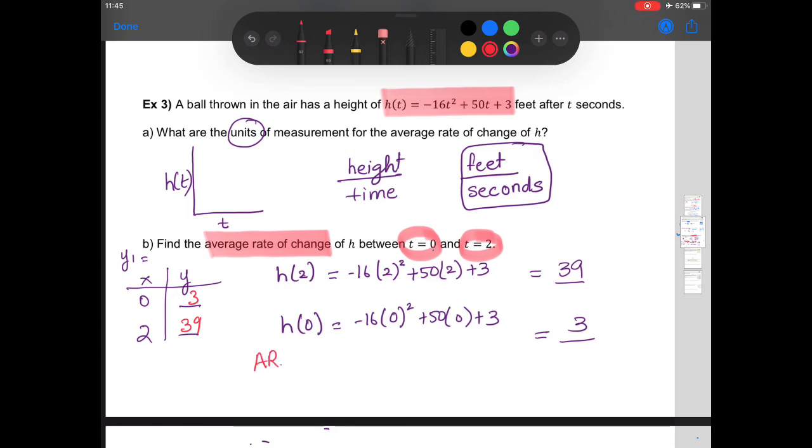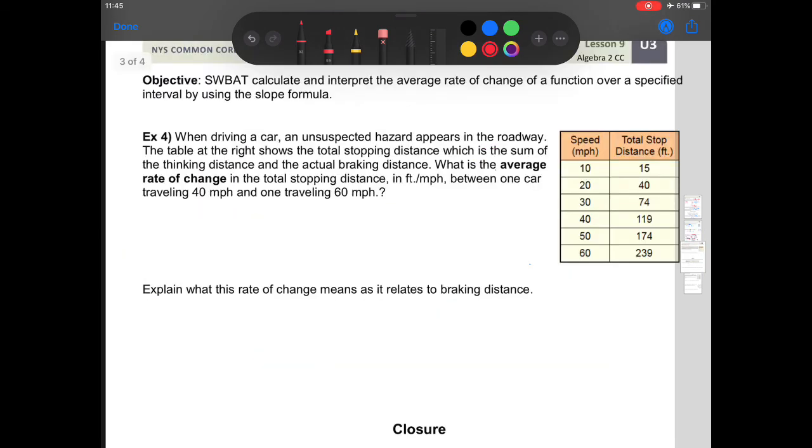So now you're going to find your average rate of change, which is y2 minus y1. It does not matter. So I can do 39 minus 3 over, since I did 39 minus 3, I'm going to do 2 minus 0. Okay, so 39 minus 3 is 36 divided by 2, which is 18. And what was our units? Feet per second, right?